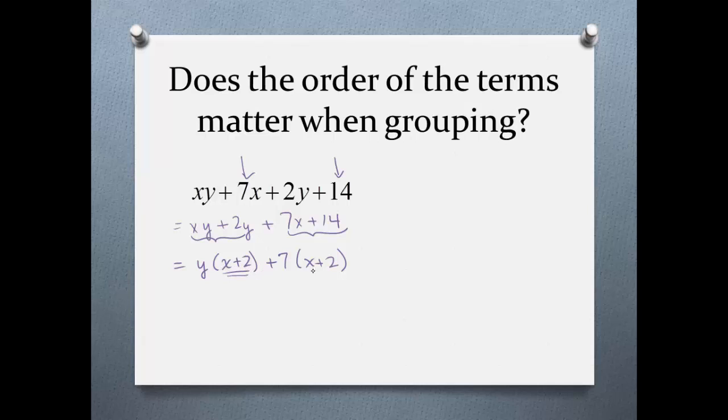Both of these terms have this x plus 2, which means I can pull that out as a greatest common factor. And what I have left is a y from this term and a plus 7 from this term. And the factors are again x plus 2 times y plus 7, and that's the exact same thing I got when they were in the other order. So you can rearrange them in whatever order makes you feel most comfortable, but no matter how you rearrange them, you should get the same answer.